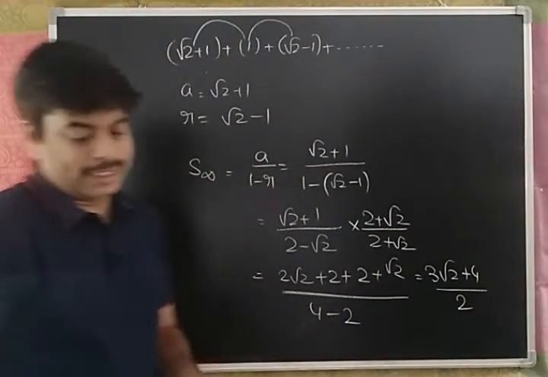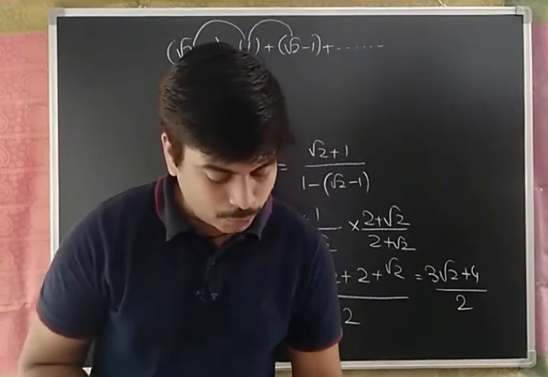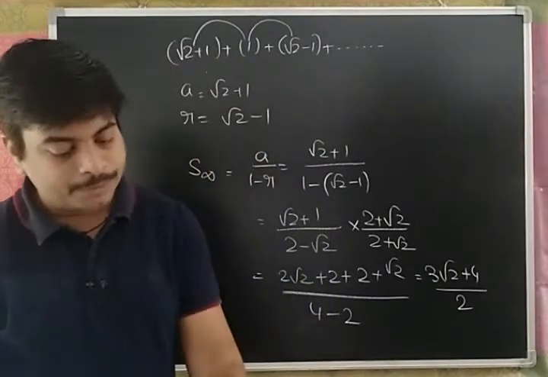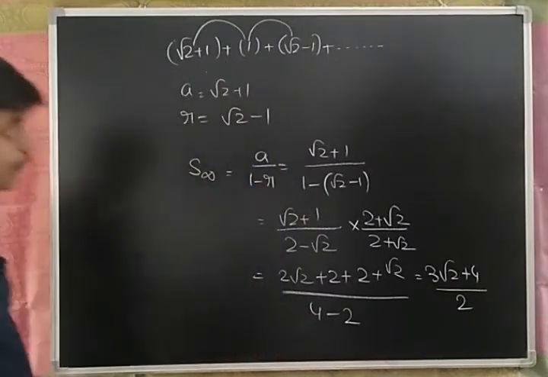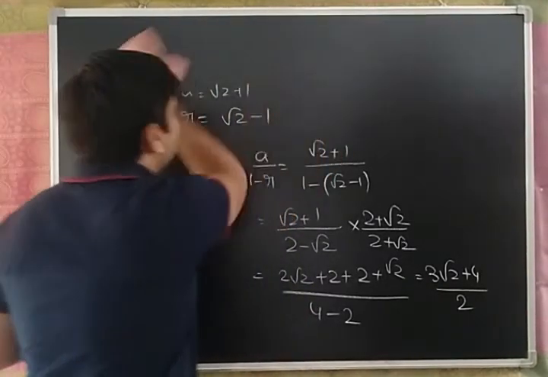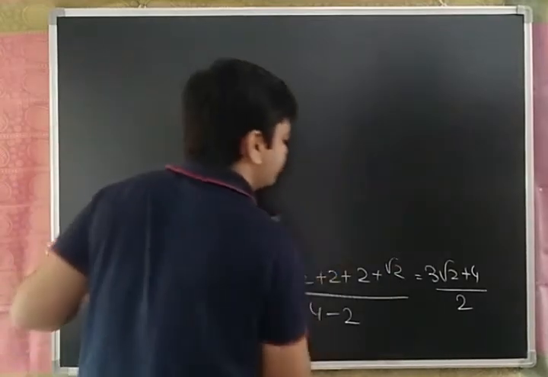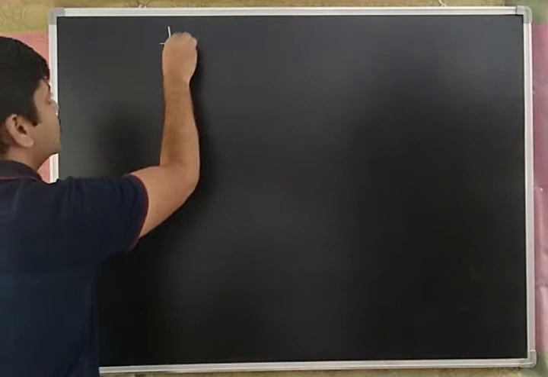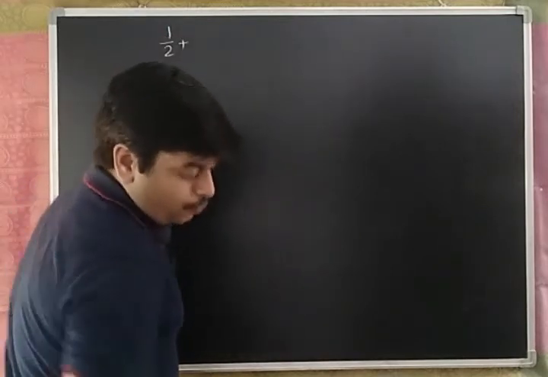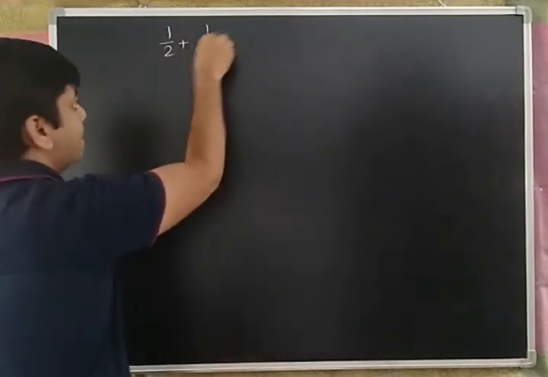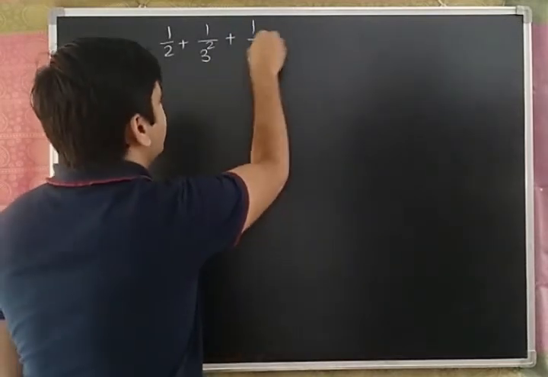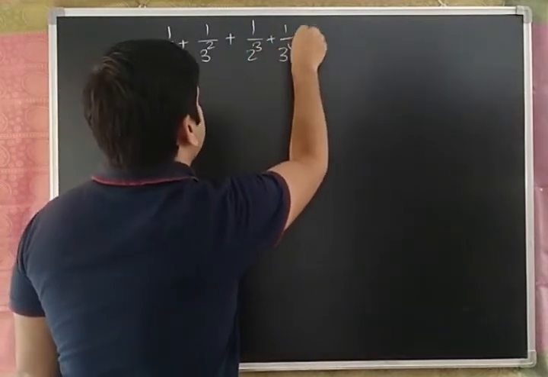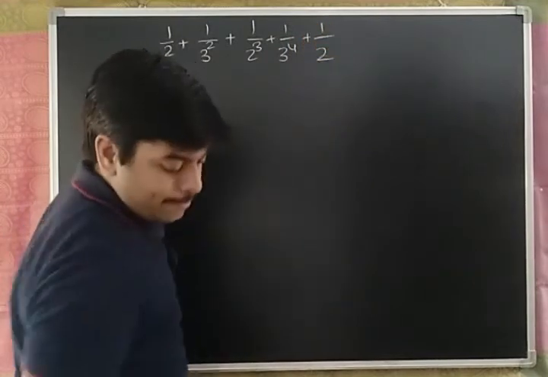Alright, let us go for the next question. Let us solve one or two more questions and then we'll stop here. The next question is 1 by 2 plus 1 by 3 square plus 1 by 2 cube plus 1 by 3 power 4 plus 1 by 2 power 5.